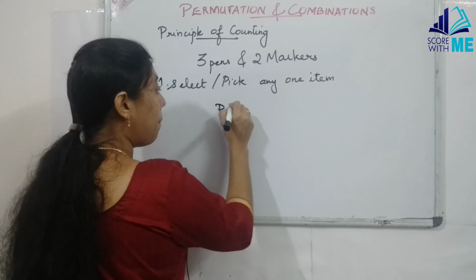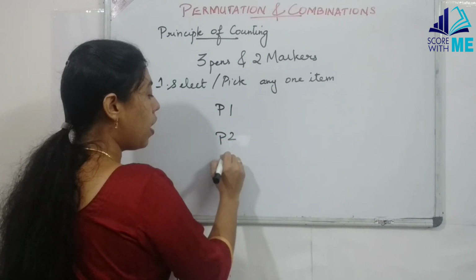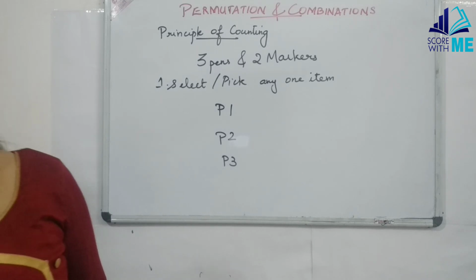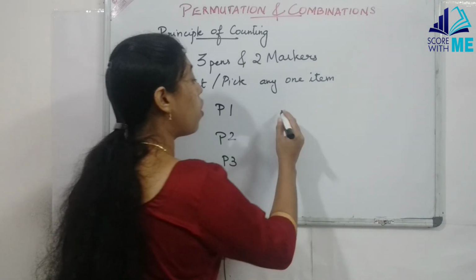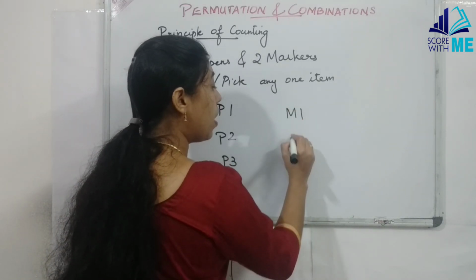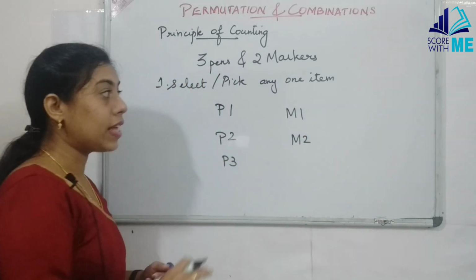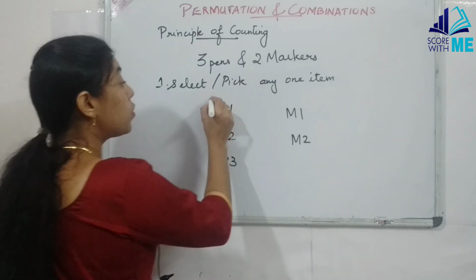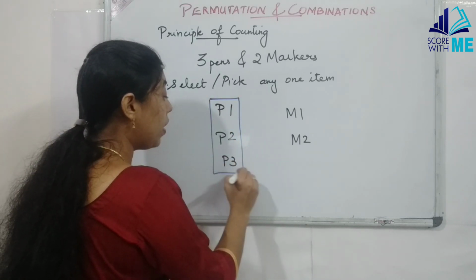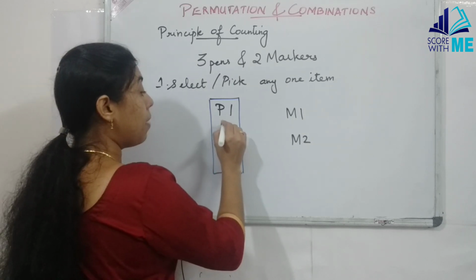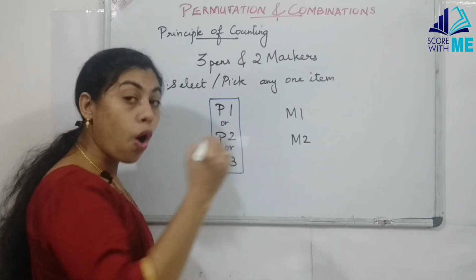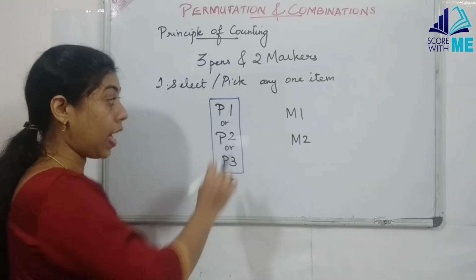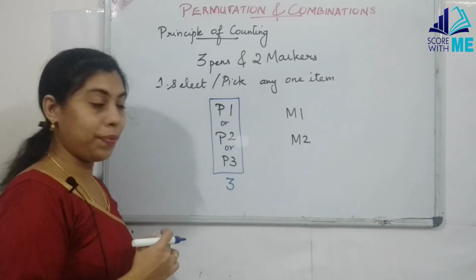So we have got P1, P2 and P3. So we have got 3 items, P1, P2 and P3. In the same way, we have got 2 markers as well, marker 1 or marker 2. Now understand the concept that we have to select only one item from among these. So from among these 3, we need to select only one. That can be P1, that can be P2 or P3. So we can select from among these 3 in 3 ways, either pen 1 or pen 2 or pen 3.